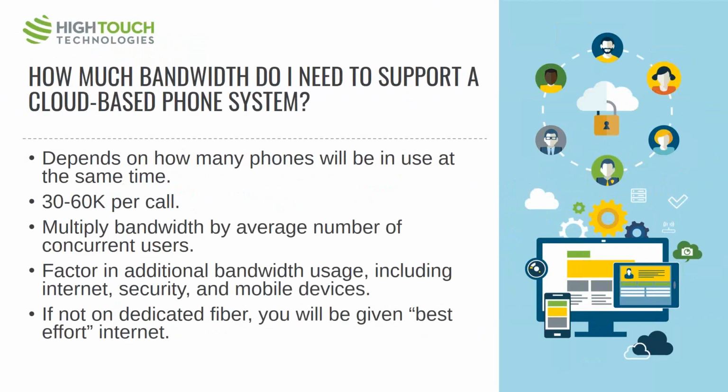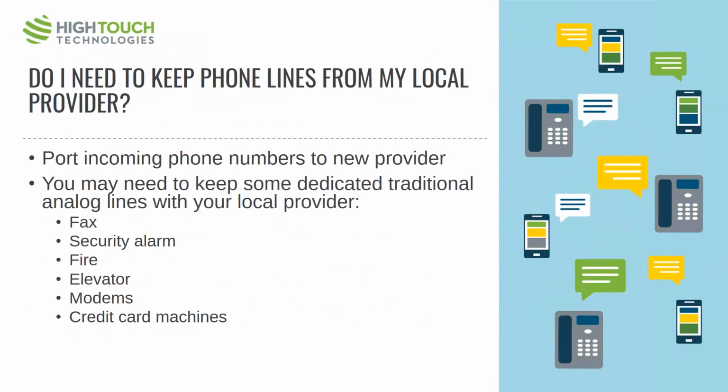To get a rough estimate of your bandwidth needs, you can multiply your bandwidth per call by the average number of concurrent users. You'll also need to factor in additional bandwidth usage, which could include internet security, such as surveillance systems, mobile devices, and anything else that might use the internet on a daily basis. If you use heavy streaming services, that can also affect the bandwidth you would need. If you are not on dedicated fiber, you will be given what is called best effort internet. I'll explain best effort a little bit. This just means that your users are given an unspecified variable rate of the internet depending on the current traffic load and the times of peak usage. So this can really affect call quality and reliability at times.